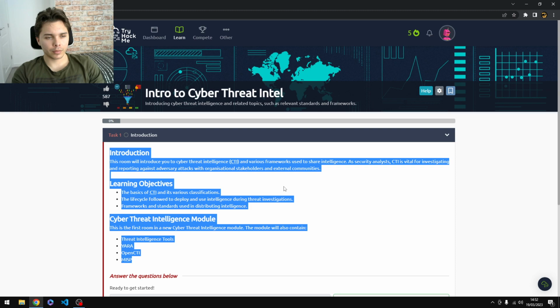Learning objectives. The basics of CTI and its various classifications. The life cycle followed to deploy and use intelligence during threat investigations. Frameworks and standards used in distributing intelligence.